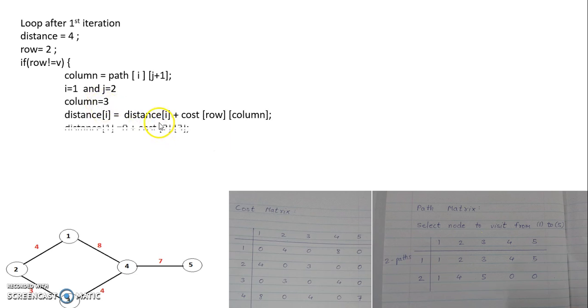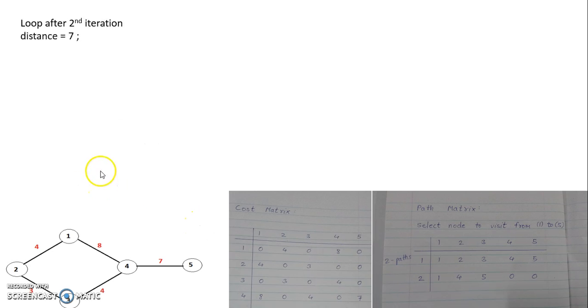In the same way, the distance value will be, row value is 2 and column value is 3. So the cost matrix of 2 and 3 is 3. So 4 plus 3 equal to 7 will be the value of distance to reach node 3. Now row equal to column. So the value of row will be 3. After the second iteration, the distance is 7 and the row is 3.